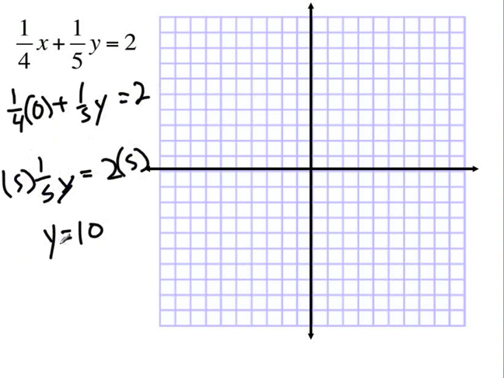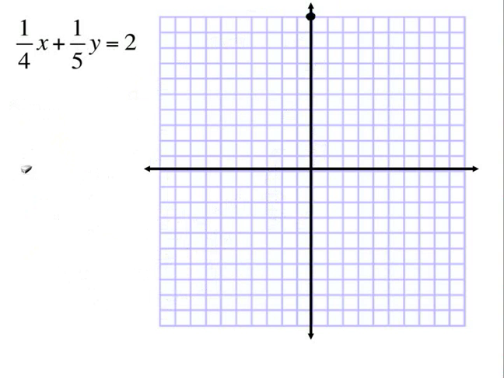Now, remember, y equals 10 is a line, but we plugged in 0, so this point is going to be 0, 10. So that point is going to be right there. So there's my one intercept. Now I have to find my other intercept. My other intercept is going to be my x-intercept.